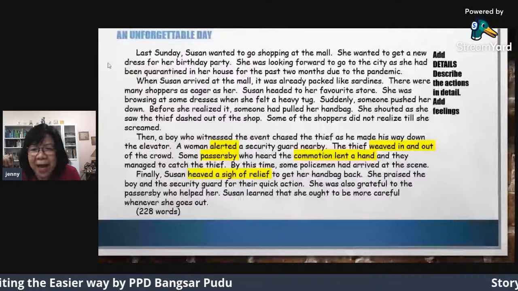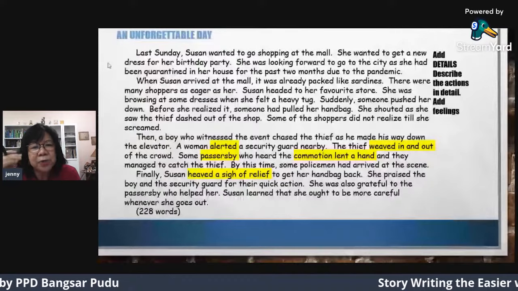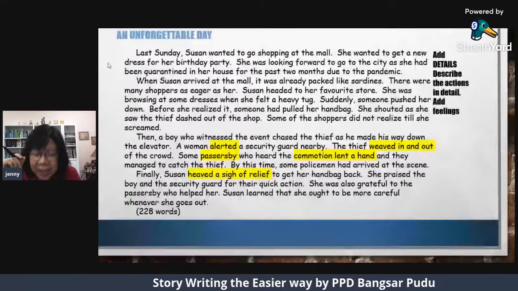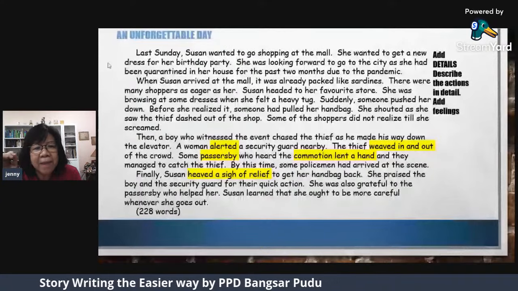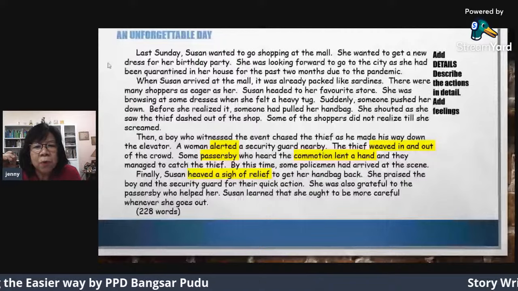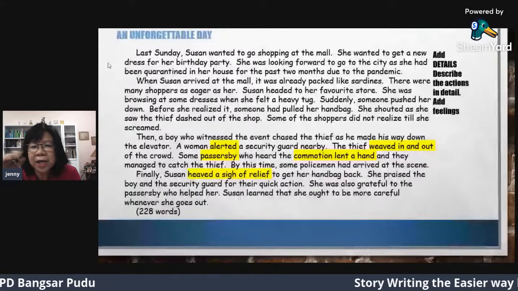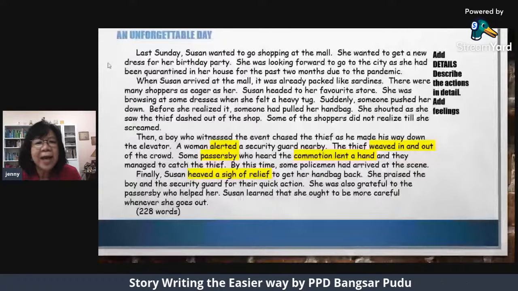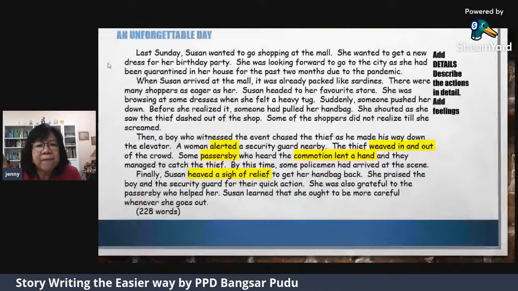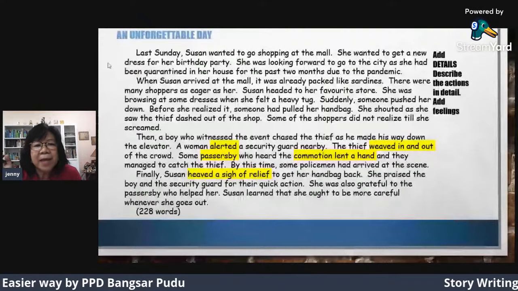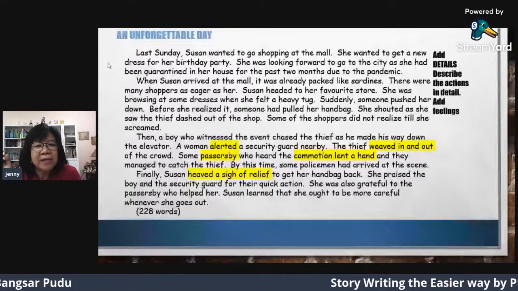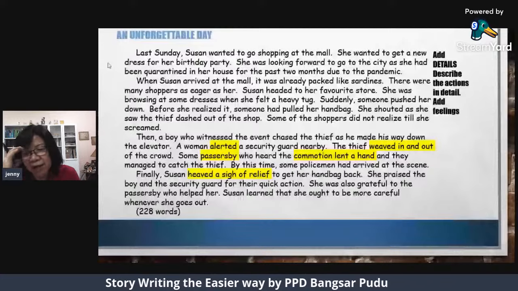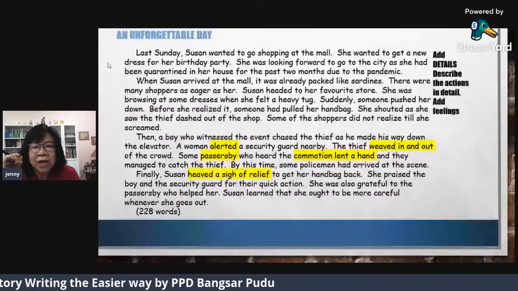Some passers by, okay, orang yang lalu lalang di situ. Some passers, note the spelling, passersby. Passersby means ramai, passersby who heard the commotion, who heard the noise, right? Lent a hand, again, very good phrase, lent a helping hand, and they managed to catch the thief. By this time, some policemen had arrived at the scene. And I just added, finally, Susan heaved a sigh of relief. Rasa lega, got her handbag back.